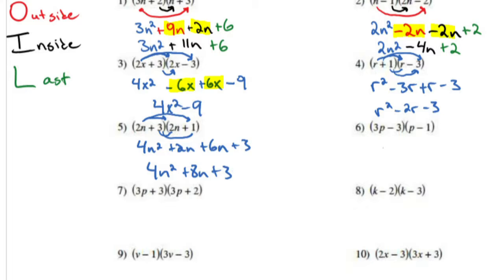I'm going to keep going. 3p times p, 3p squared is my firsts. Outside, it's going to be 3p times negative 1, so negative 3p. Inside, negative 3 times p, negative 3p. And last, negative 3 times negative 1, positive 3. Combine like terms.